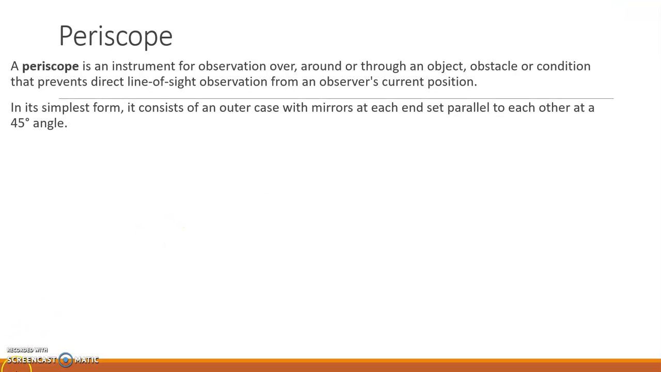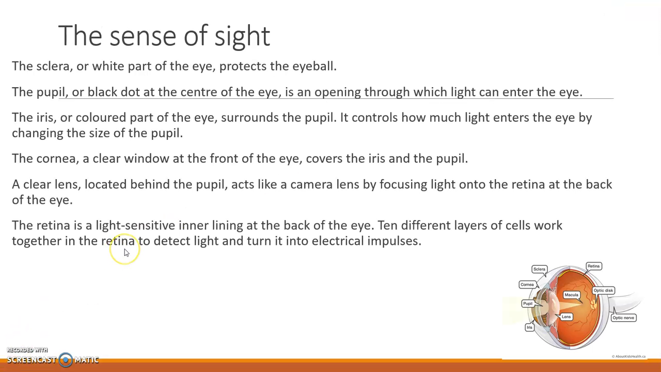Now, you should know the parts of the eye. The sclera is the white part of the eye. It protects the eye and gives it shape. The choroid absorbs light. The yellow spot is the most sensitive spot. The retina is the light-sensitive inner lining. The cornea helps in refracting light. Okay?